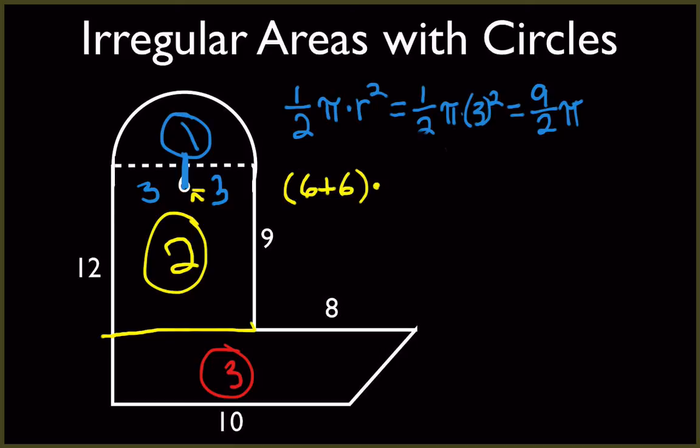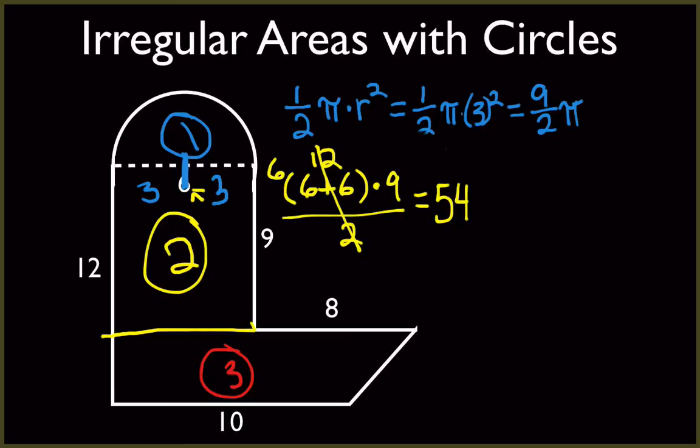My height is the 9 right there. So that's 9, and all over 2. This is going to equal 12. And 12 divided by 2 is going to give me 6. 6 times 9 equals 54.